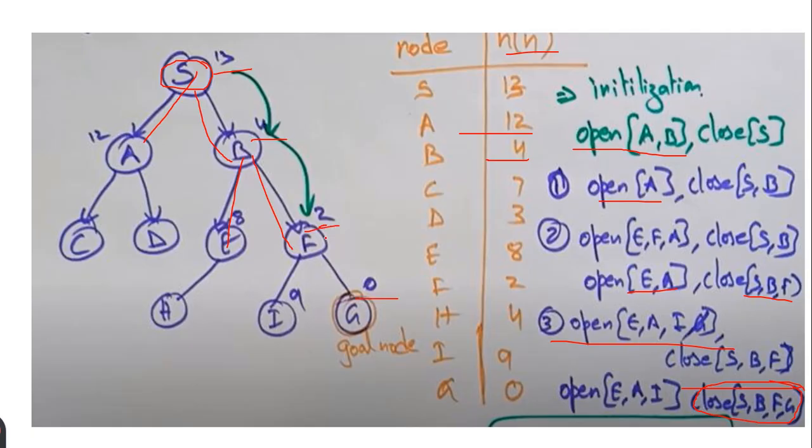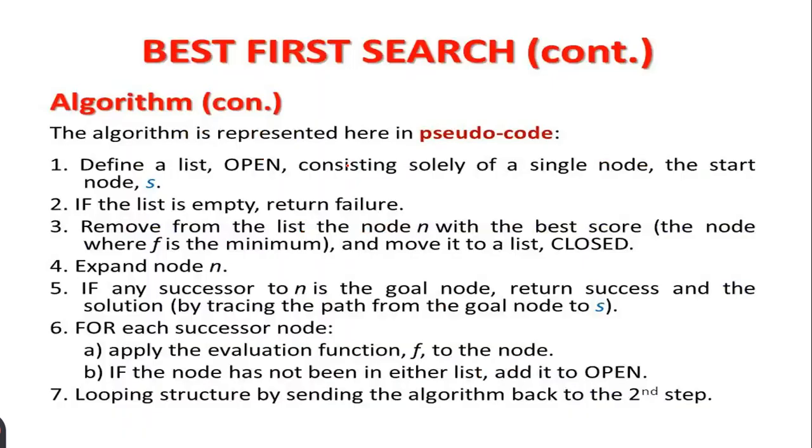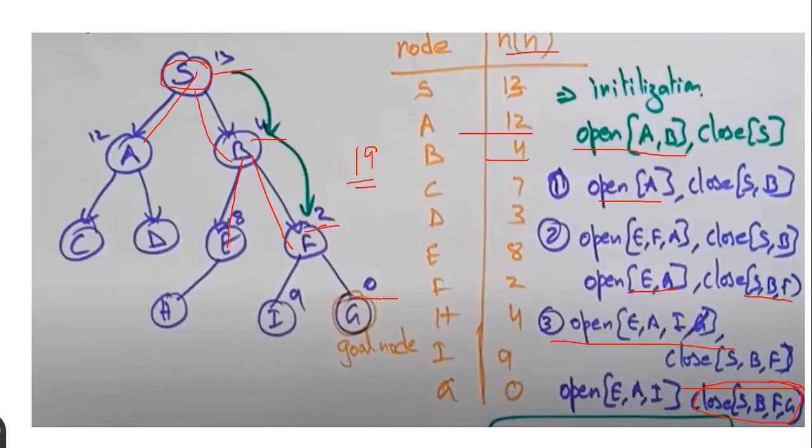So what is the value? 17. Total 19 values, I have reached my goal state. This one is called BFS. So this is the algorithm I described here, and with this we can identify the solutions.